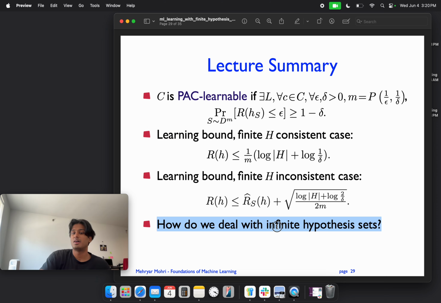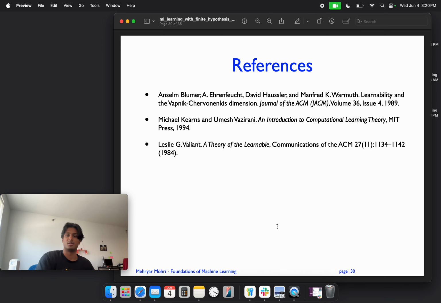So now the question is how to deal with an infinite hypothesis set, which is the more interesting aspect, because you don't really have finite hypothesis sets in reality. You always deal with infinite classes, like a neural network with real valued weights. So it's infinite basically. That is what we will talk about in lecture 3, which is going to be a really interesting one.